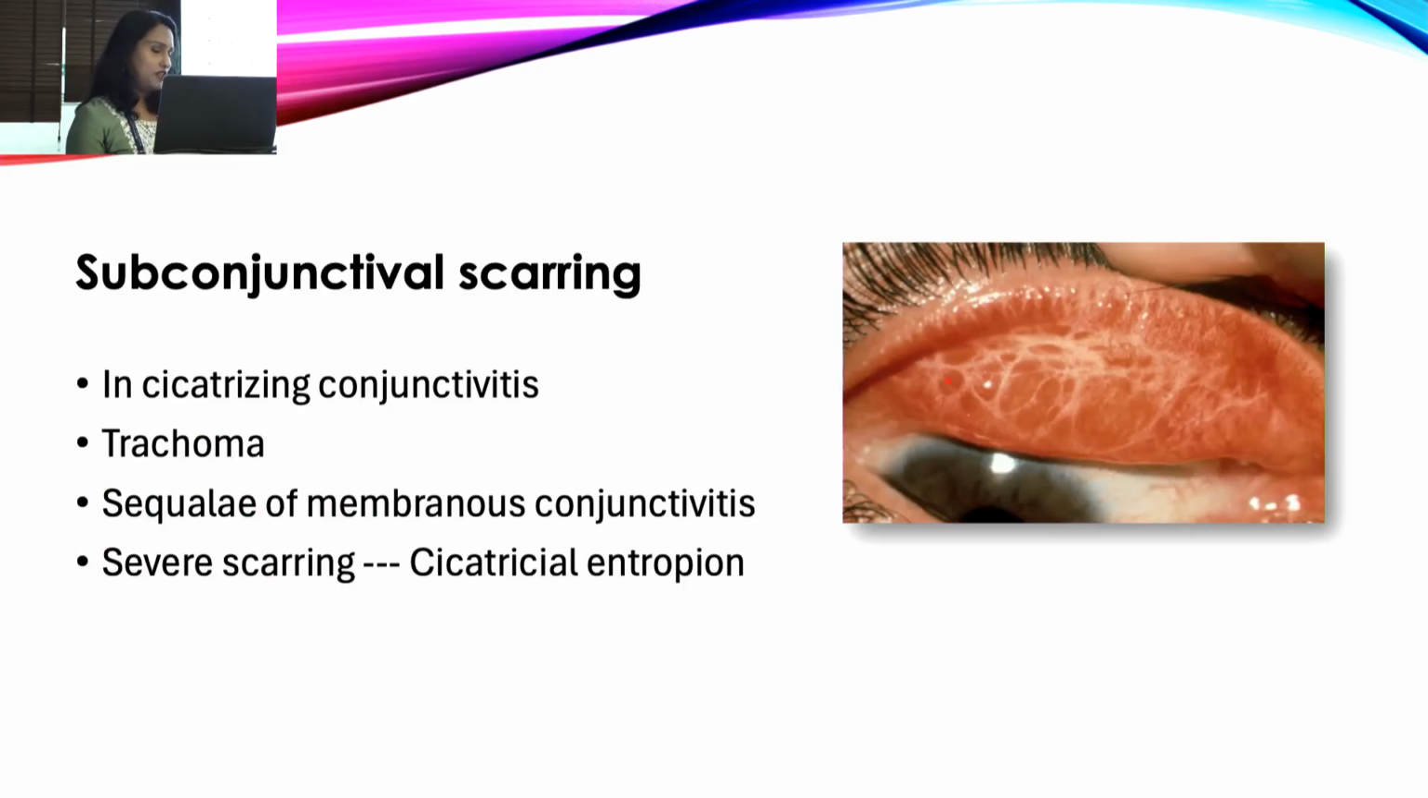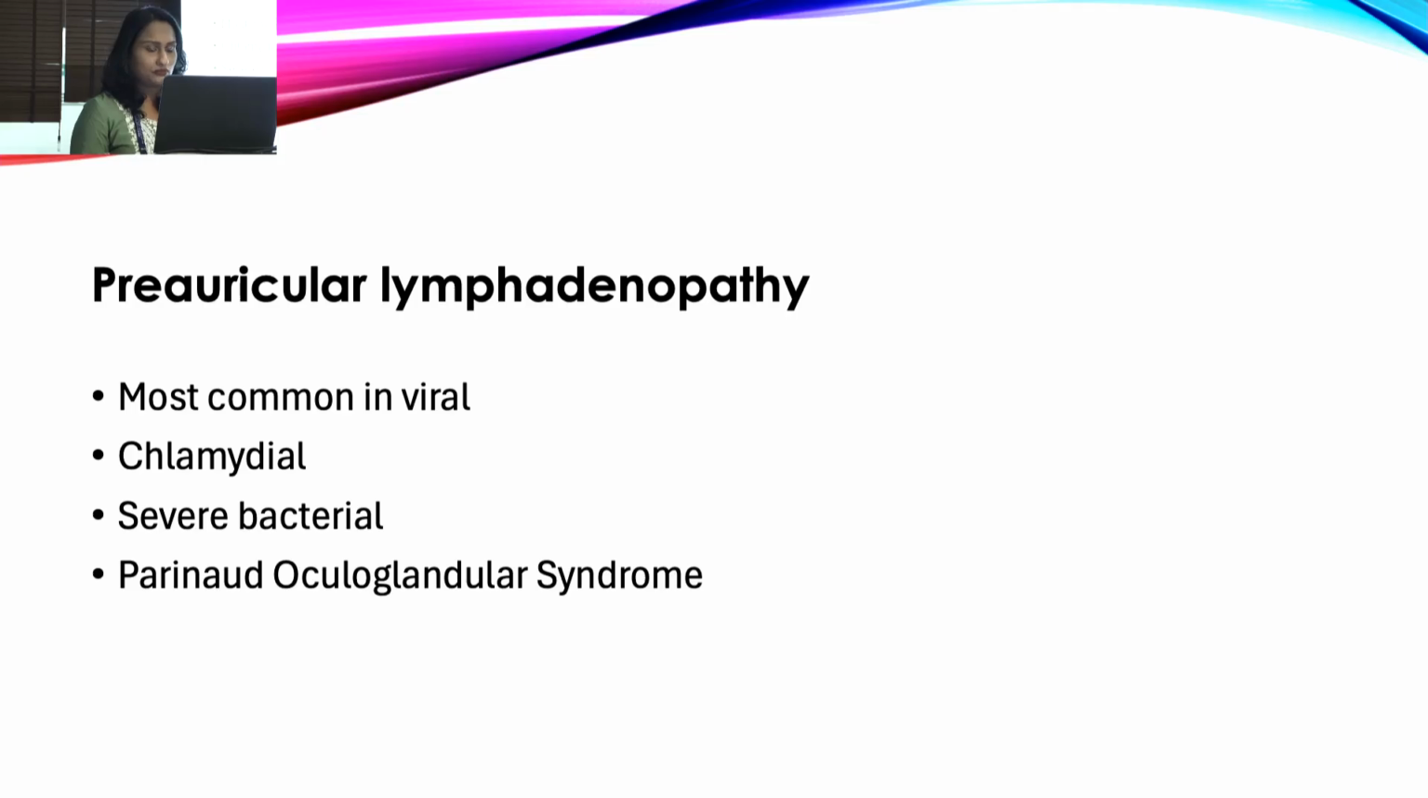Now, a feature of cicatrizing conditions is subconjunctival scarring. It can be seen in trachoma as a sequela of membranous conjunctivitis, and severe scarring can lead on to cicatricial entropion. Another feature is preauricular lymphadenopathy. It's usually seen in viral conjunctivitis.